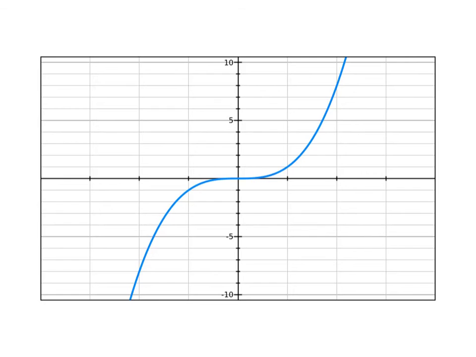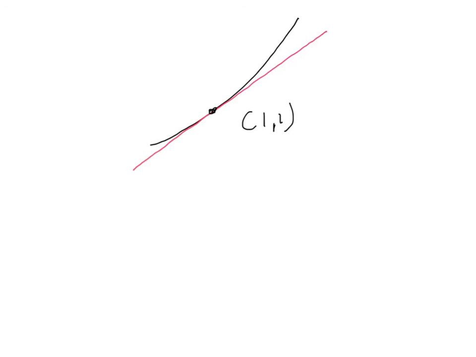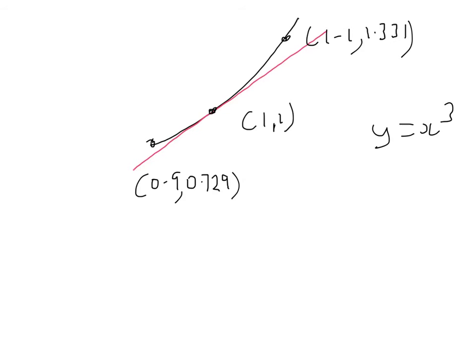Here's the graph of y equals x cubed. So let's find out the gradient of y equals x cubed at the point 1, 1. So what we're after is the gradient of that red line. So let's do what we did before. Let's take a point just below, that's 0.9, and take a point just above, that's 1.1. To work out what the y numbers are, we can use the fact that y equals x cubed. And so we get 0.729 and 1.331.